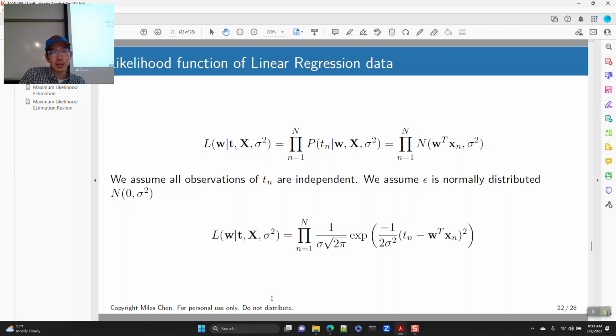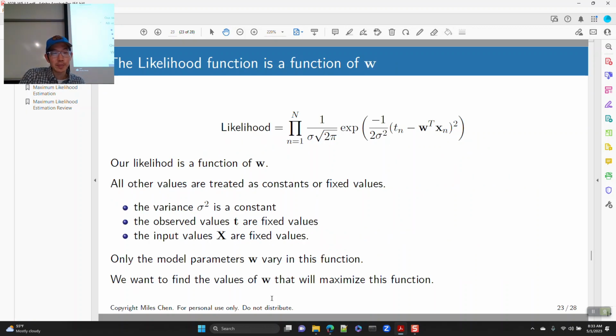So again, dealing with the log likelihood instead is going to help us out, okay? So again, what we want to do is treat this likelihood function. The only thing that we are able to mess around with is w. We're going to take all of our input values x_n and all of the output values that we've observed, t sub n. Those are all fixed, right?